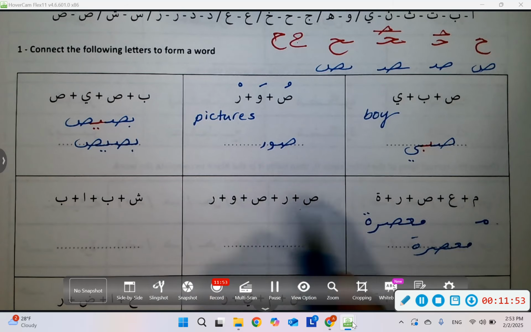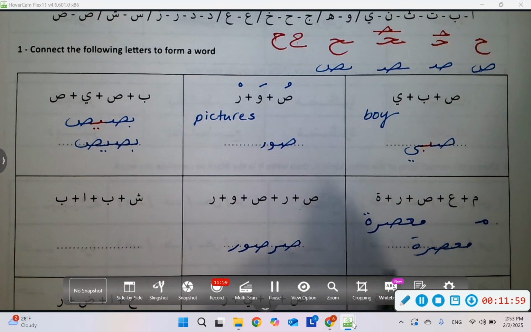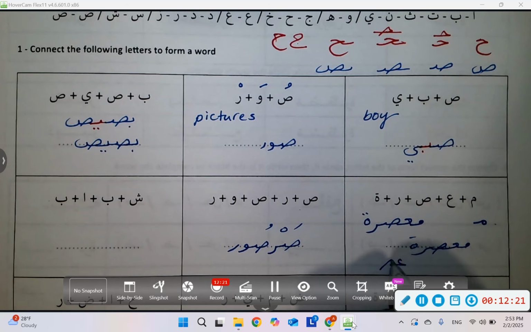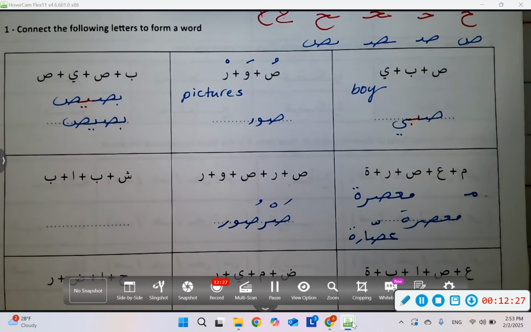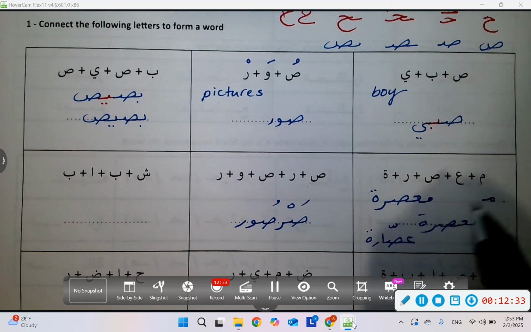Next, sar, sur. Masara, it means a place where you usually juice olive oil, where you juice fruit. They call it masara. It's the place. Now, if you're talking about a machine that juices, it's not masara, it's assara. That's the machine that you buy, a juicer, assara. But the place itself, masara.